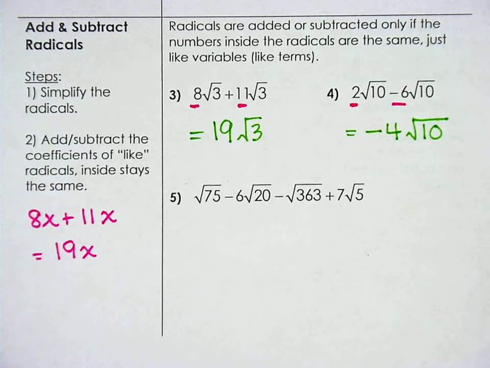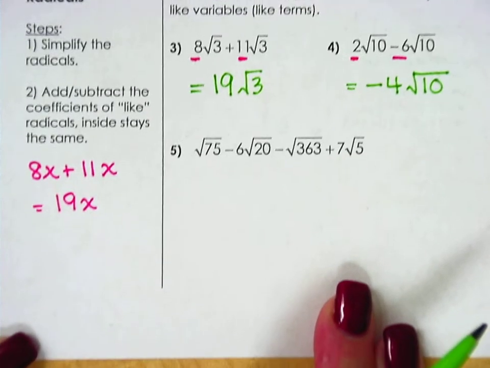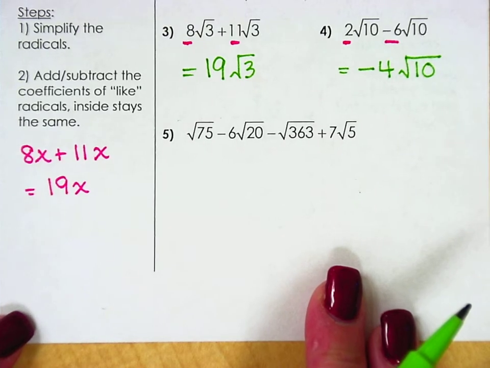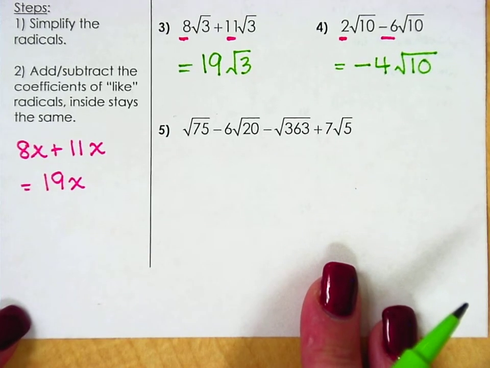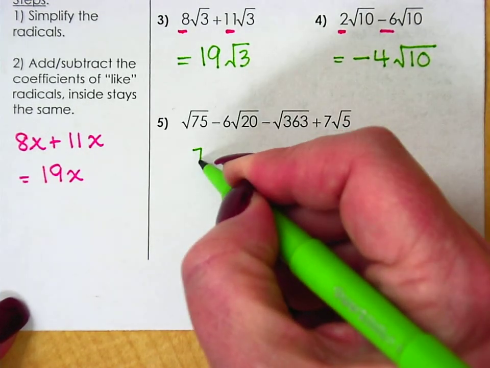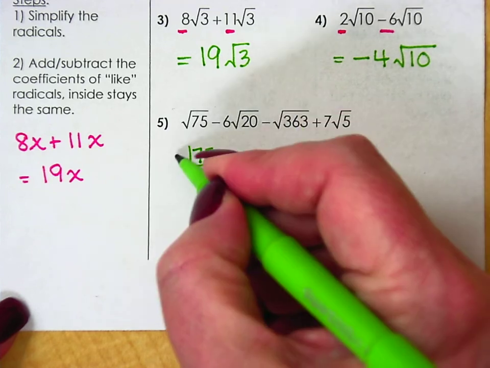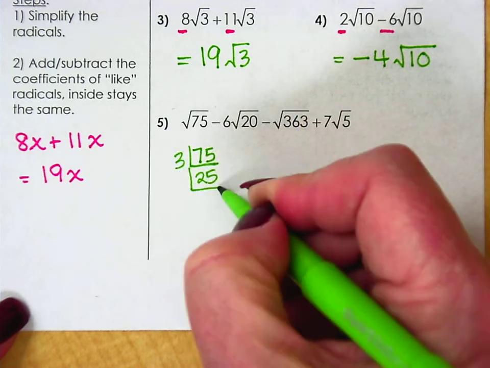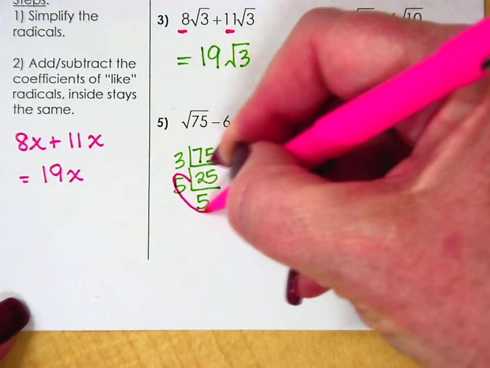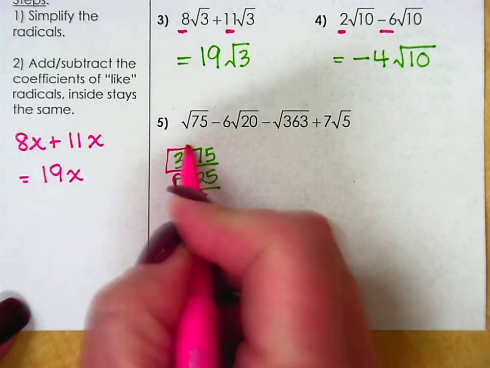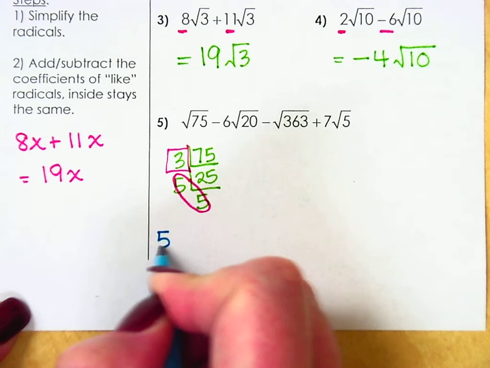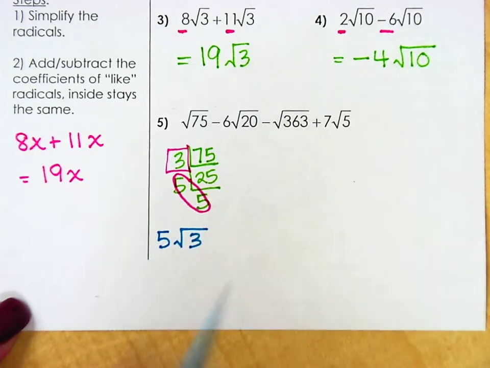Okay, and then number 5. So number 5, I have a whole bunch of radicals. They're all different on the inside. So the first thing I need to do is actually simplify each of them. So let's go through and break these apart. So I'm going to do upside down division on this. 75 breaks down. It's 3 times 25, which is 5 times 5. So I have a pair of 5s go on the outside, and the 3 stays inside. So that is 5 radical 3.